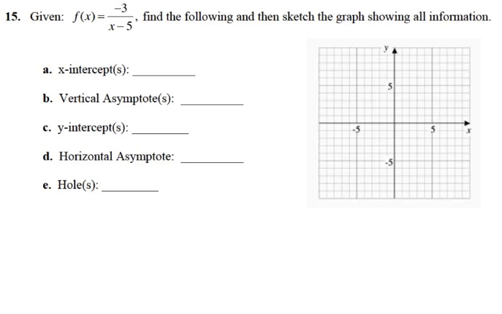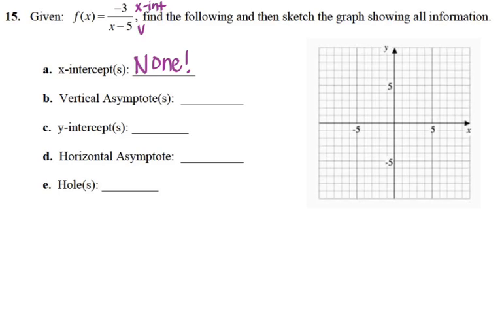15 and 16, we are actually graphing rational functions. So for number 15, I have f of x equals negative 3 over x minus 5. We're going to start by finding the x-intercepts. So your x-intercepts come from the numerator, and they're the zeros of the numerator. Now if you notice, in the numerator you don't have an x up there, so that means you do not actually have an x-intercept. So none.